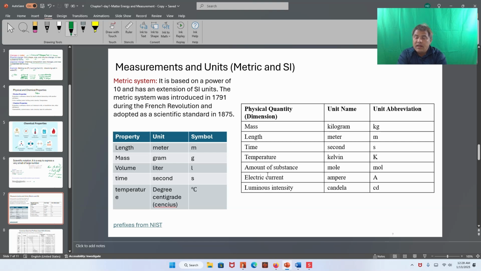For example, 1 mole of atoms means 6.02 times 10 to the power 23 atoms. That is the mole: how much matter is present in 1 Avogadro number of the substance, that is, how many individual units. The Avogadro number is 6.02 times 10 to the power 23.